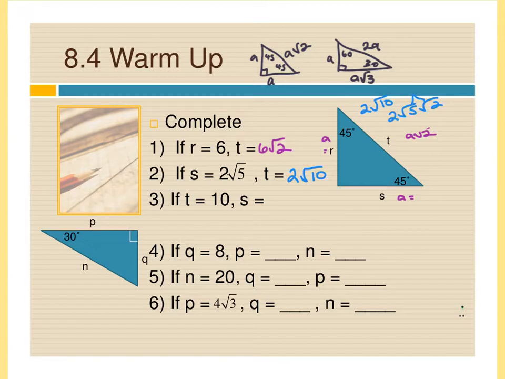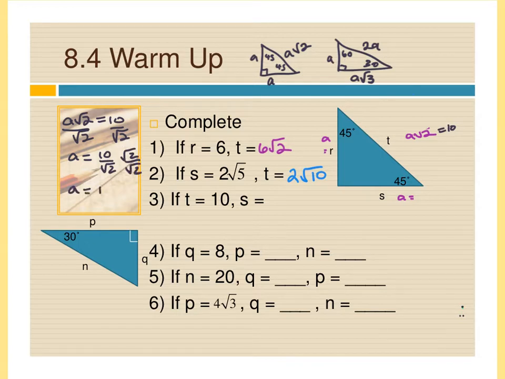Then came 3. T is given this time, so T is 10. So when I'm given the a root 2 side, I've got to divide both sides by root 2. And I get a is 10 over root 2, which has to get rationalized by multiplying by root 2 in both the top and the bottom. And I get 10 root 2 over 2, which reduces to 5 root 2. So both S and R would be 5 root 2.